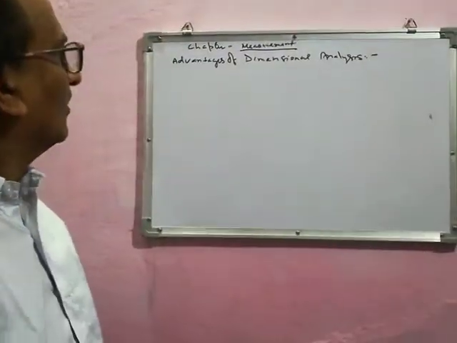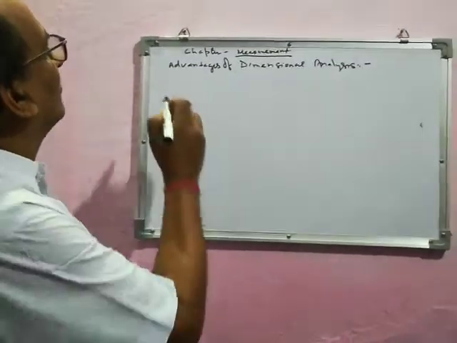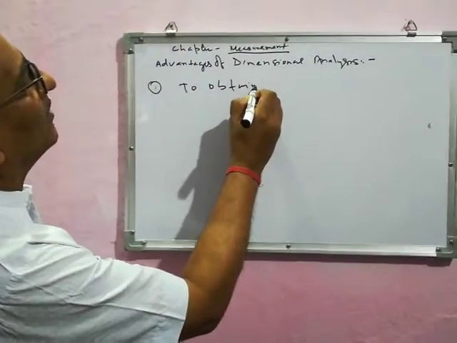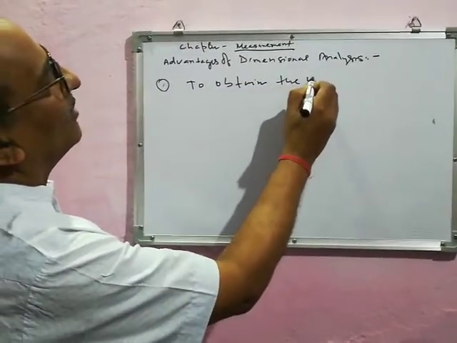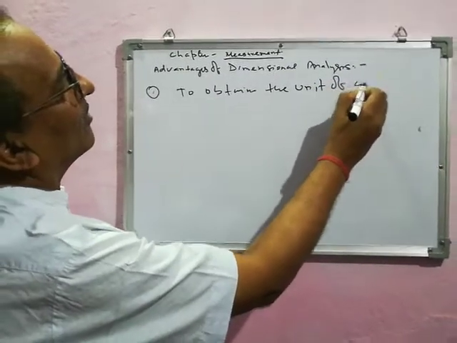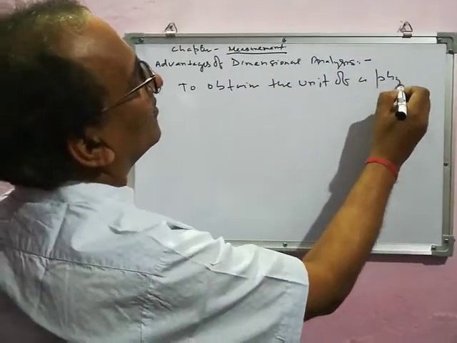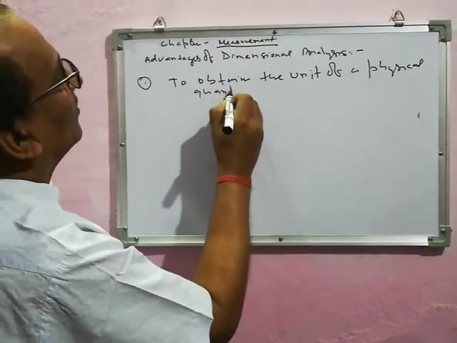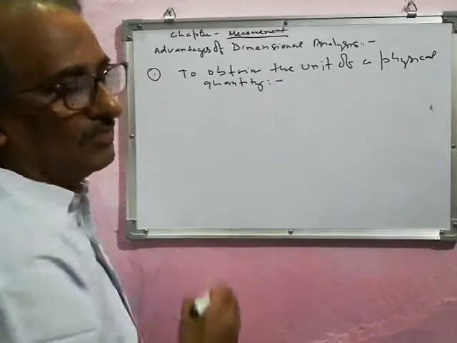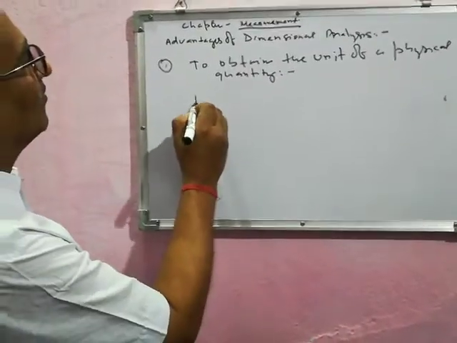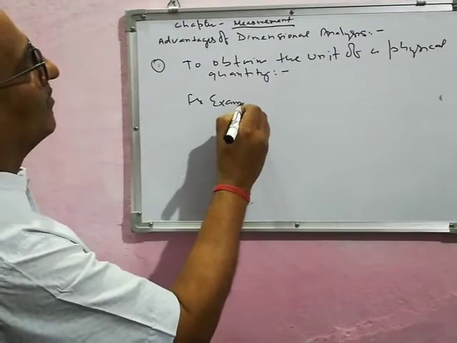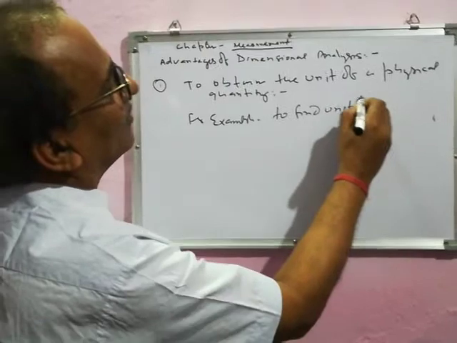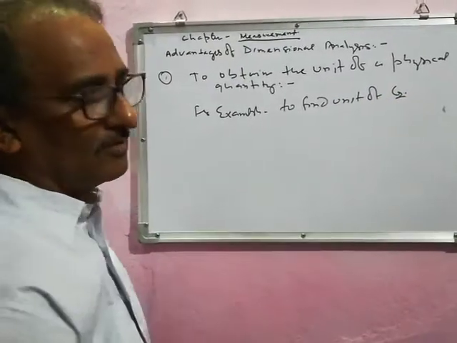So the first advantage is to obtain the unit of a physical quantity. With the help of dimensional analysis, you can easily find the unit of a physical quantity. For example, to find the unit of capital G, which is known as the gravitational constant.